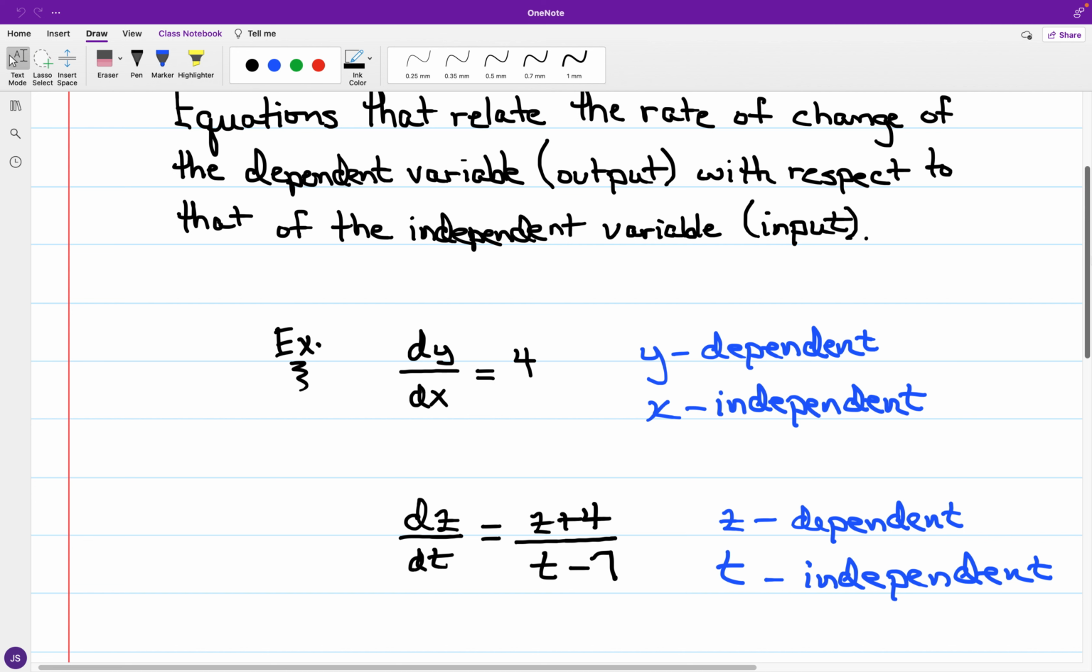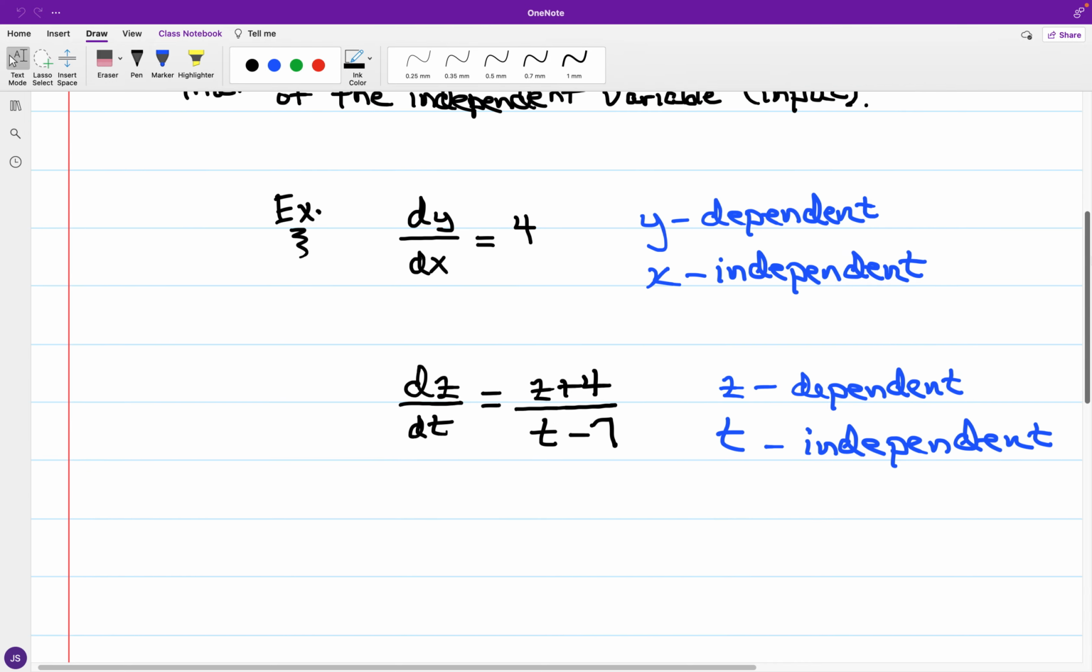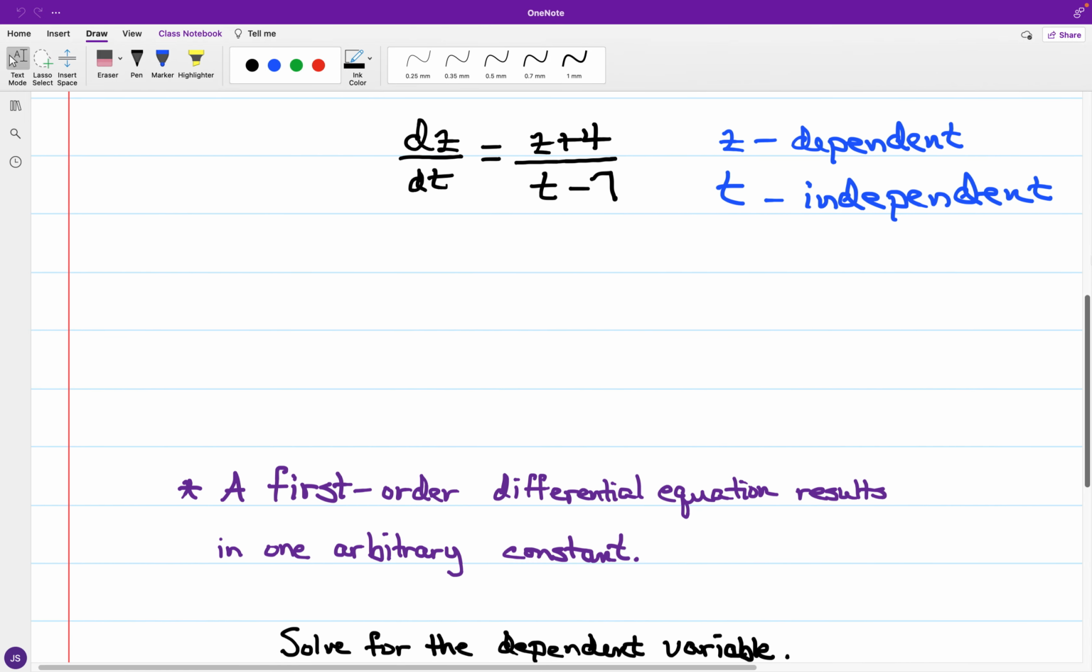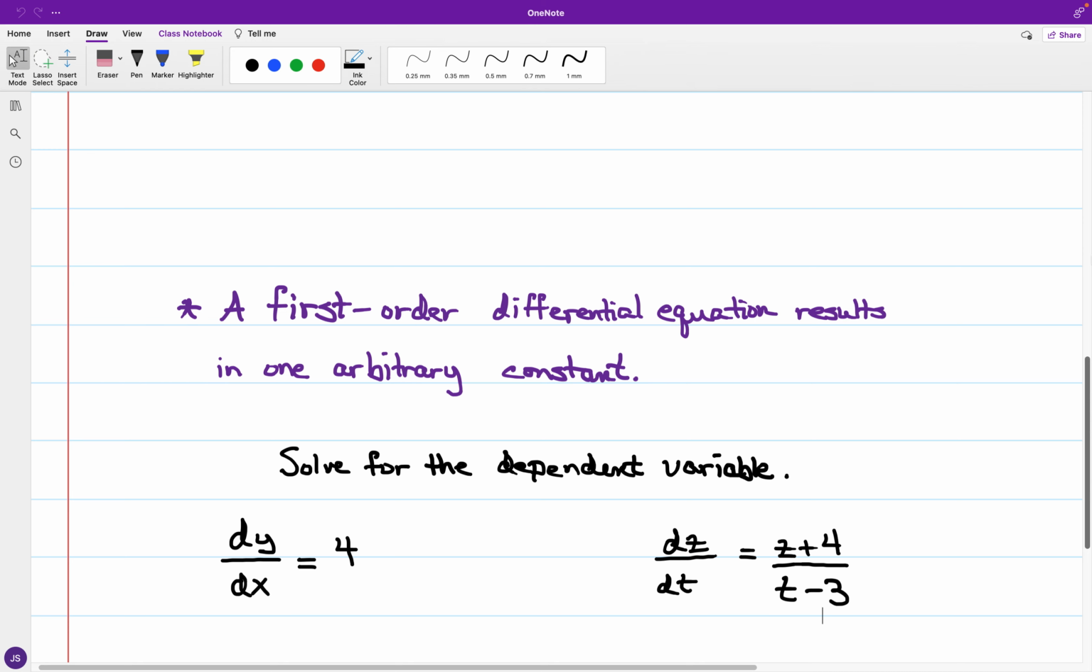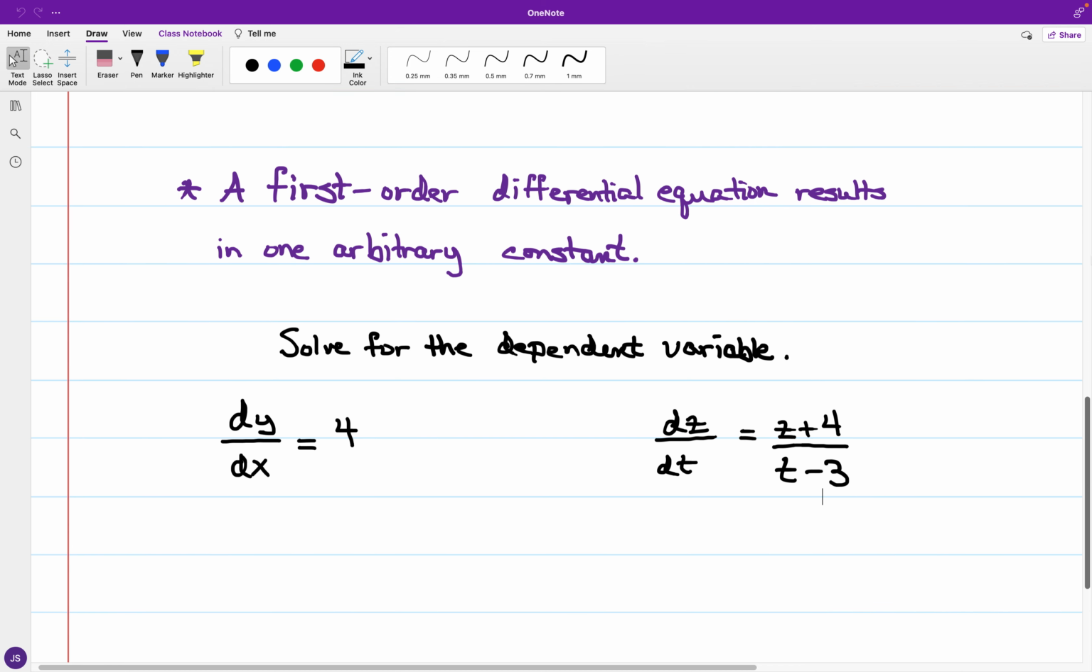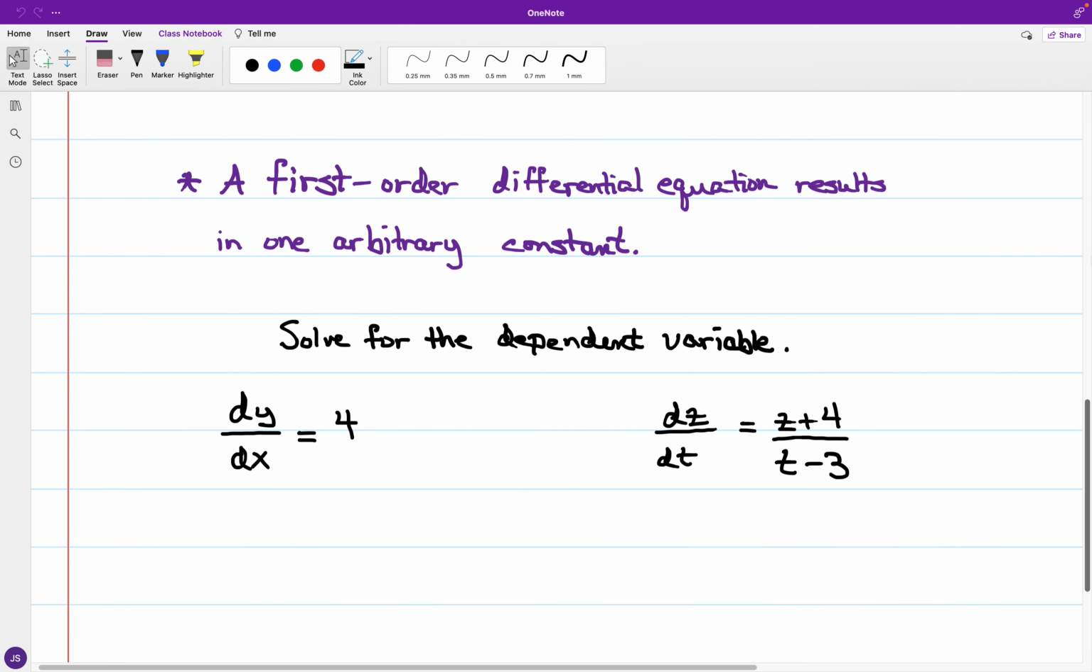Now, a feature regarding first order differential equations is that a first order differential equation is going to result in one arbitrary constant. So referencing these two equations, and highlighting what we're going to regard as the arbitrary constant, we can go ahead and solve for the dependent variable in these two equations. So again, going back to dy over dx is equal to 4, we're looking at solving for y.